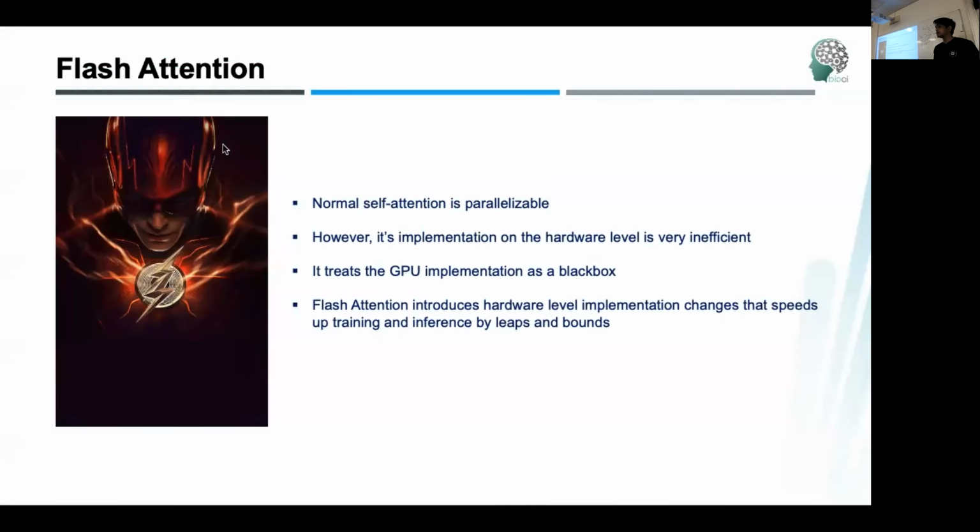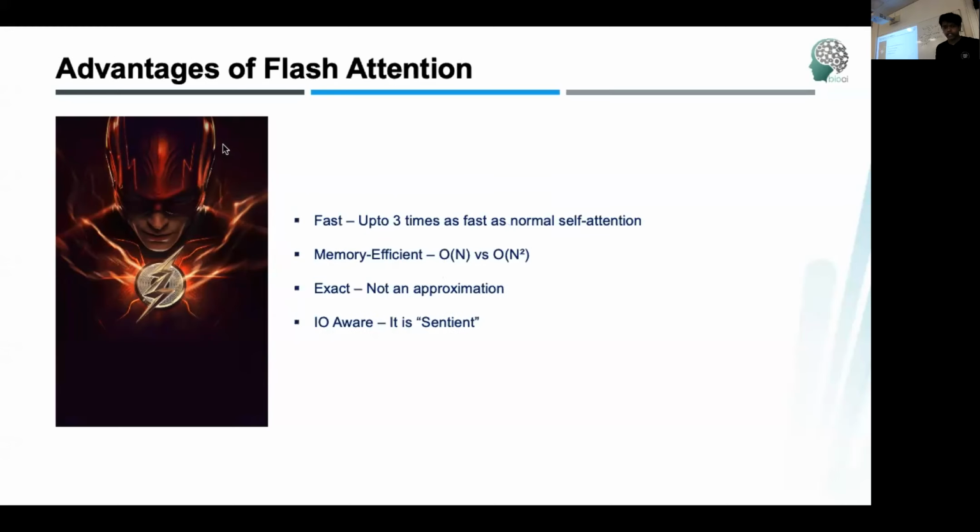A PhD student saw that the way self-attention was being implemented on the GPU was very inefficient, in that it was a brute force method where they just put everything in the GPU, and they didn't really account for the latency issues they were creating while transferring data from one part of the GPU to the other. For that reason, he introduced flash attention. And these are the perks that it has.